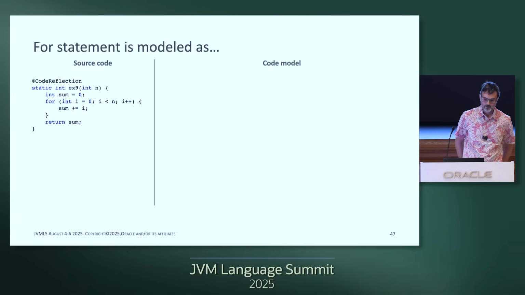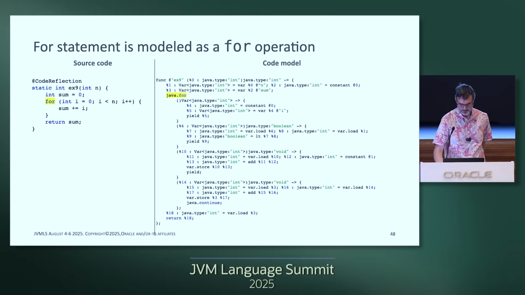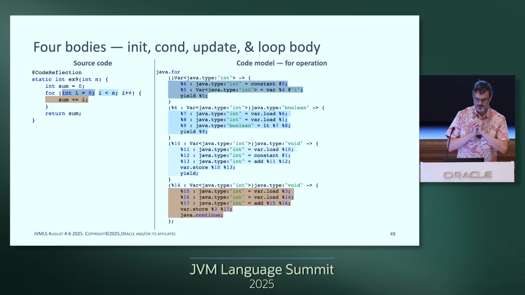Okay, so how do you think a for statement is modeled? Any answers to that? Can you guess? Pretty straightforward. It's modeled as a Java for operation. And it's got 4 bodies because there are 4 little bits of code here. In fact, I'll go through it now. You can see a little better. There's the initializer, there's a condition, the update, and the loop body.